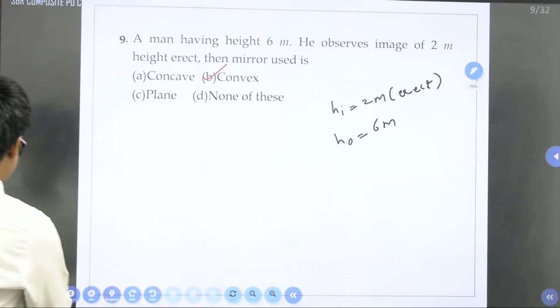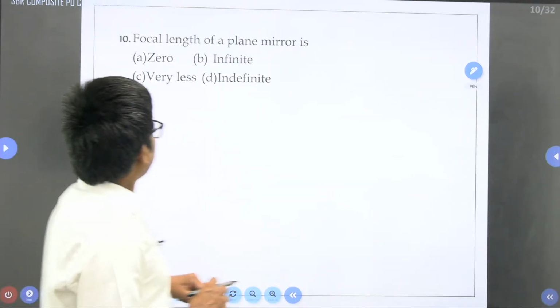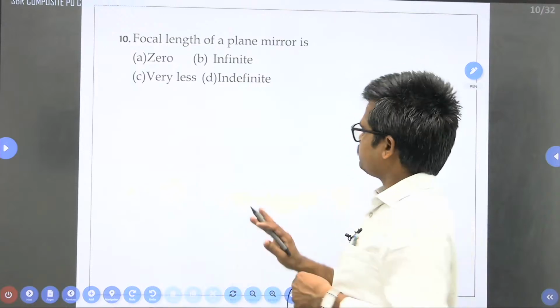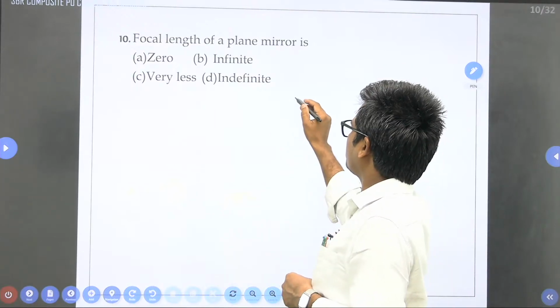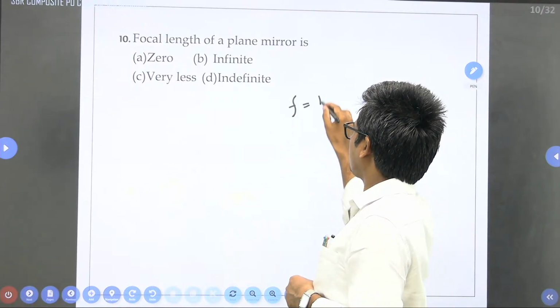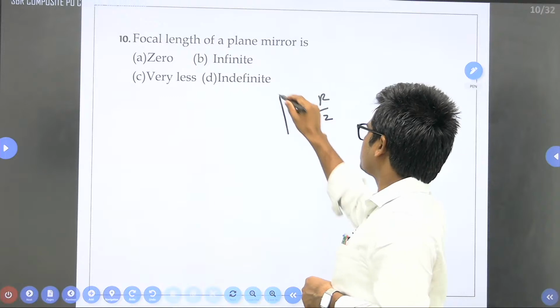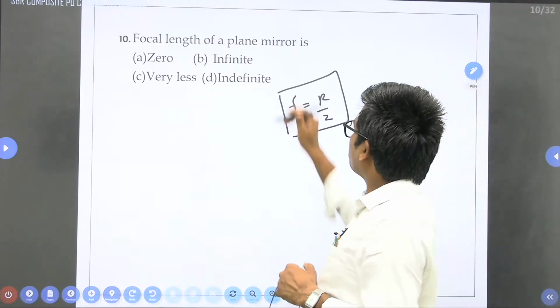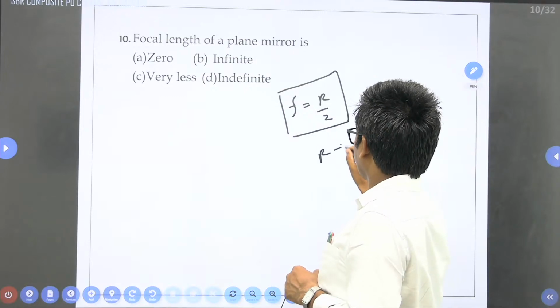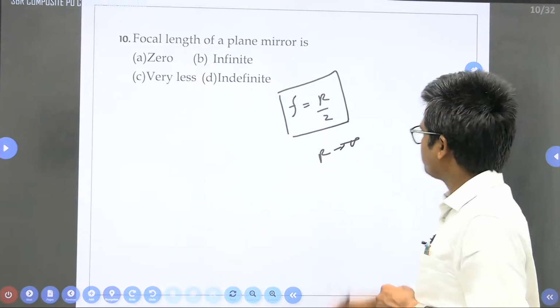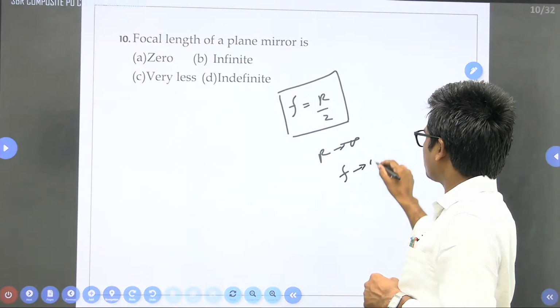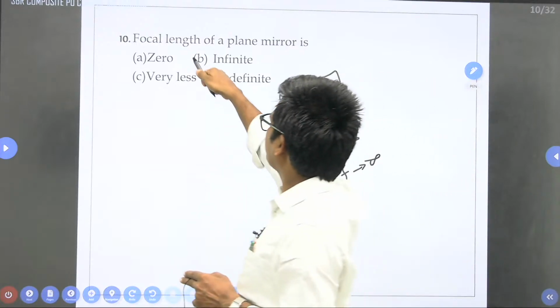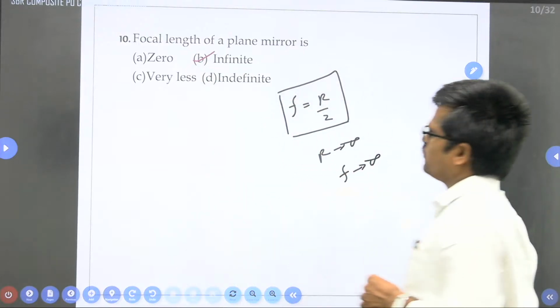Okay. Now, the focal length of a plane mirror. You know, the focal length is R by 2. This is the relation for mirrors. For a plane mirror, R is infinity. Then definitely the focal length is also infinity. Therefore, the focal length is also infinity.